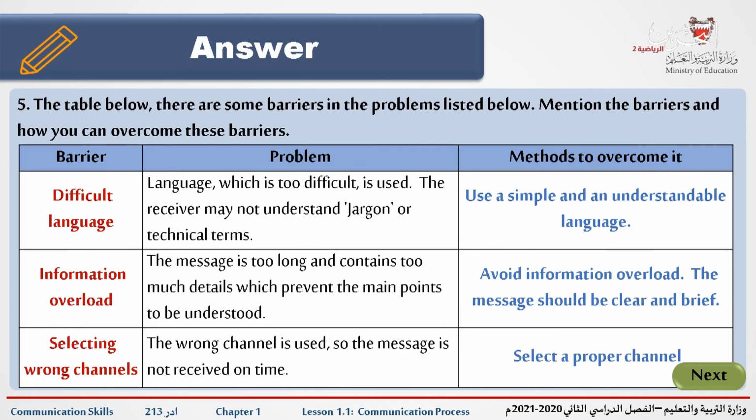The barrier for the first problem is difficult language, and we can overcome it by using simple and understandable language. The barrier to the second problem is information overload, and we can overcome it by avoiding information overload, so that the message is clear and brief. The third barrier is selecting the wrong channel, and we can overcome it by selecting a proper channel.